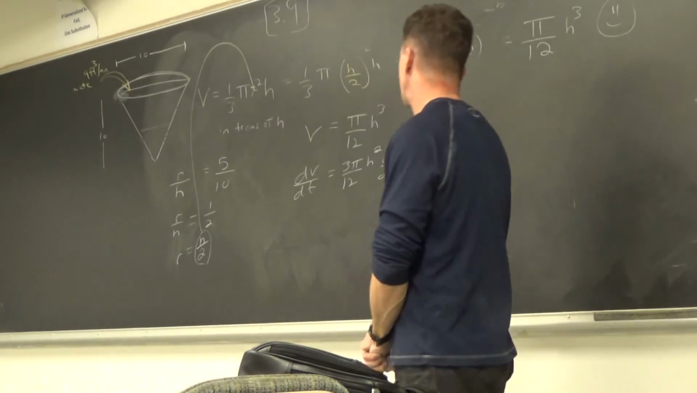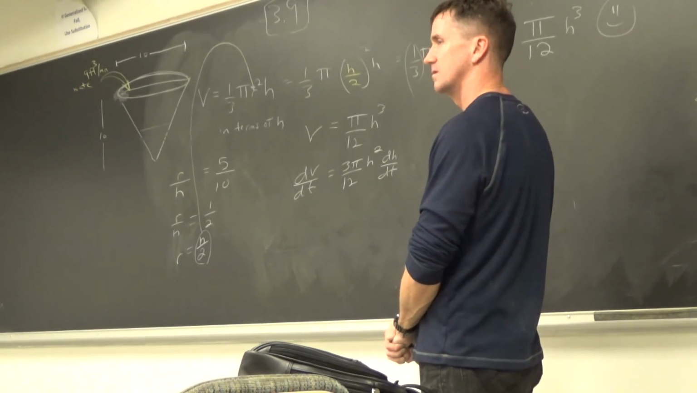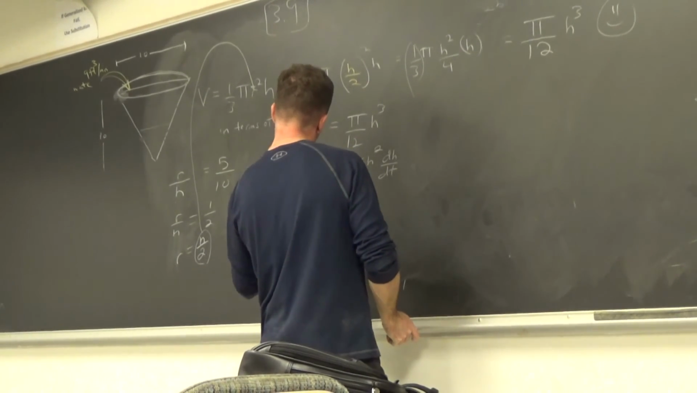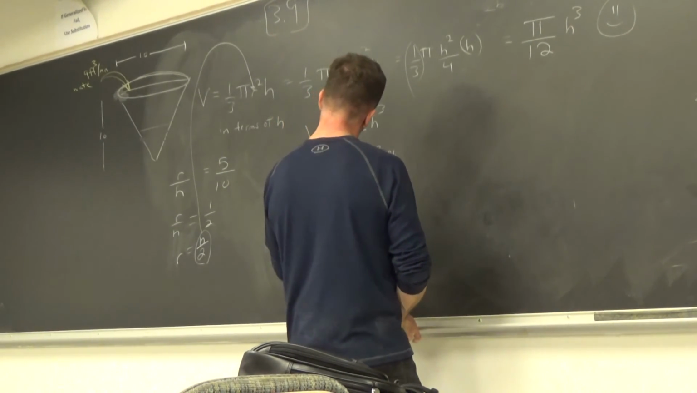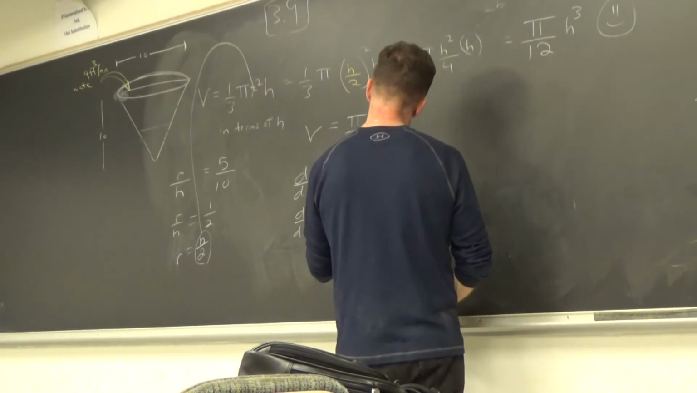Hey, can we reduce 3 twelfths? Yep, one-fourth. So I'm going to write it again, just because we're going to do stuff three times. dV/dt is pi h squared over 12 dh/dt.